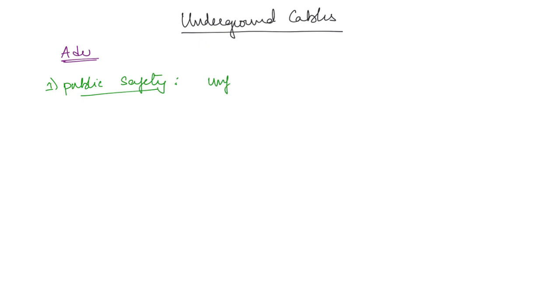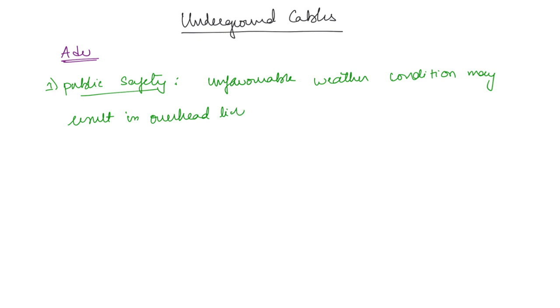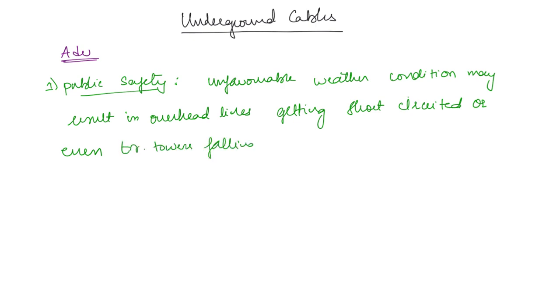Okay, unfavorable weather conditions may result in overhead lines getting short circuited or even transmission towers falling down. Okay, underground cables are least affected by such conditions.